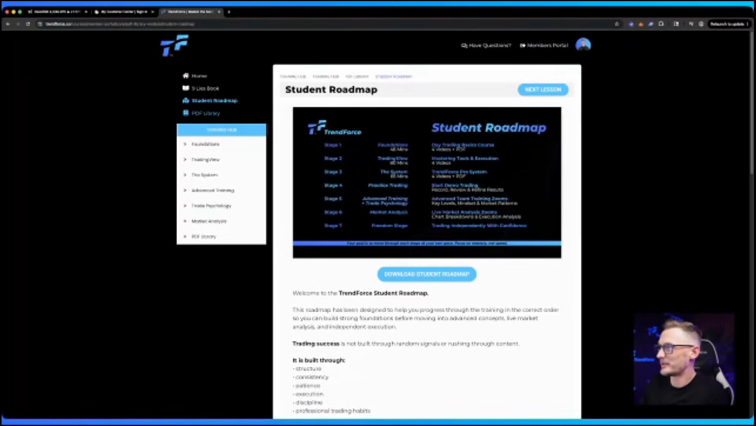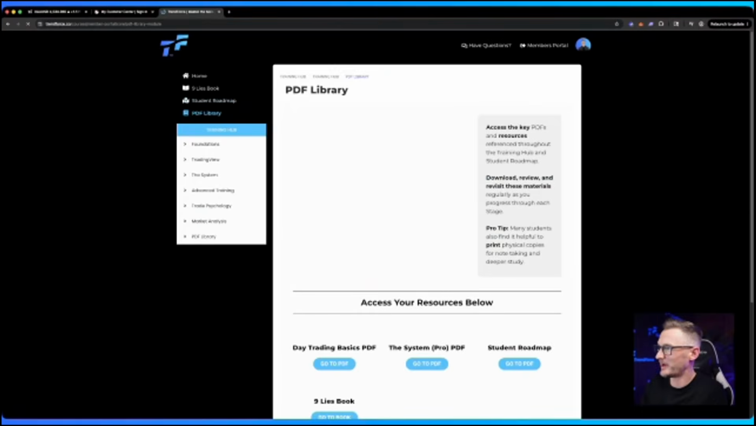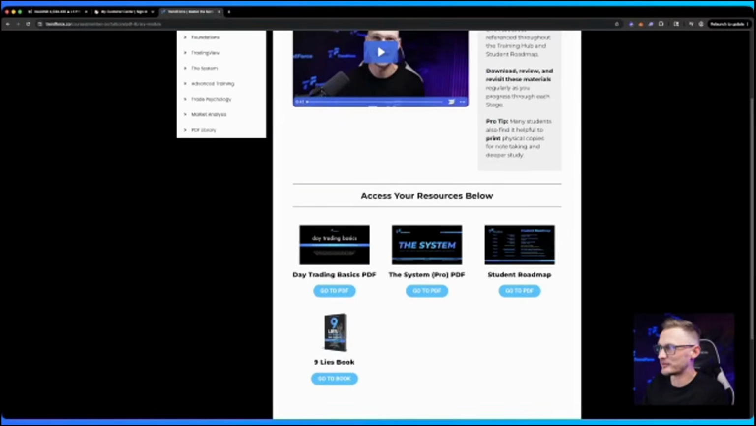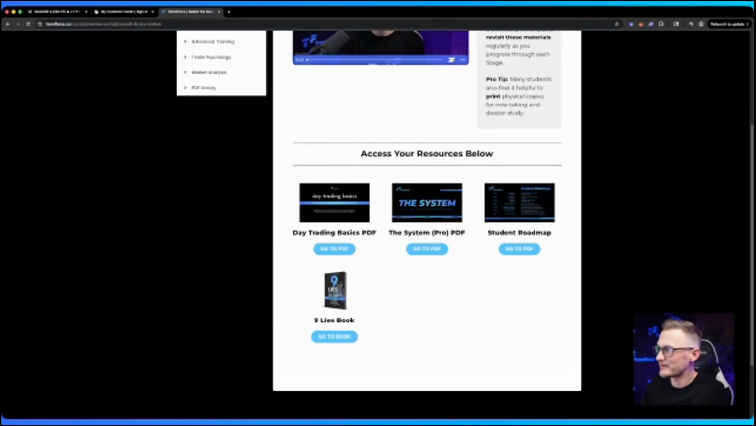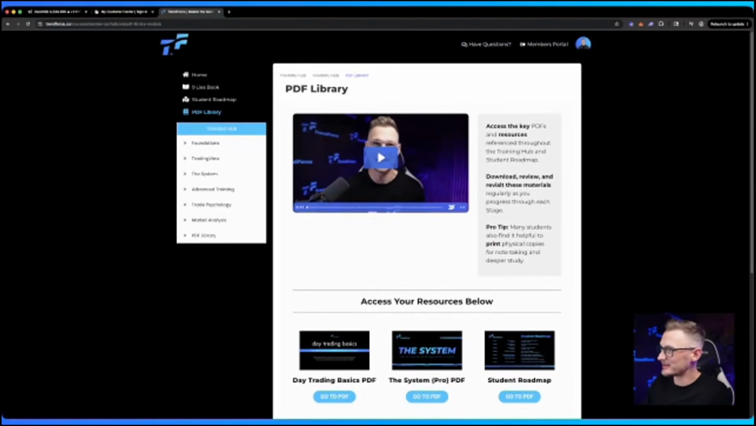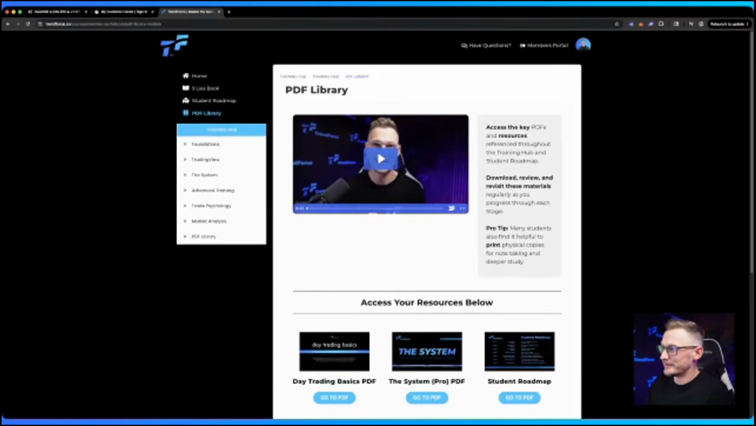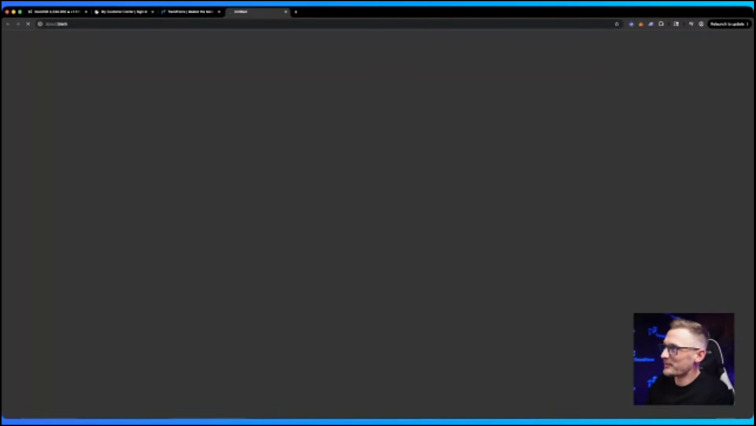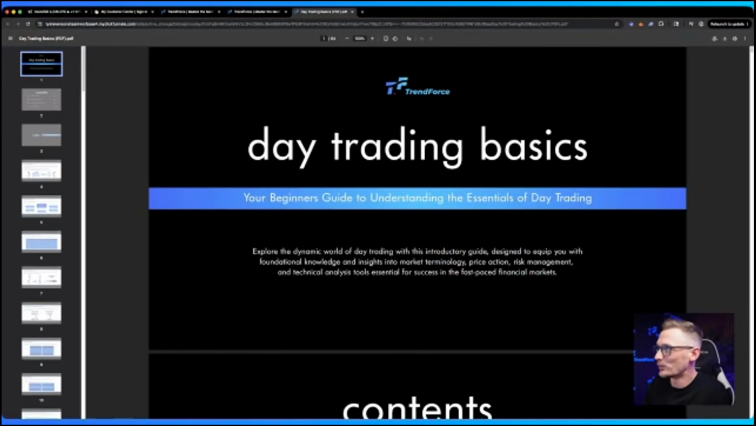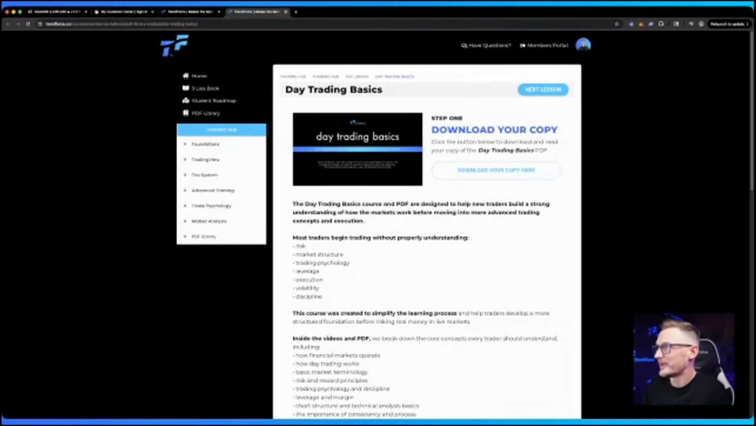Then underneath that, PDF library. This is a page dedicated to all the different things that we have got, like our day trading basics PDF, the system PDF, and again, just the student roadmap and things that are in there. Any other notes or PDFs from Dad in the future will come in here as well. You can click on that. It's going to instantly take you to that page, and you can download the entire PDF there. So everything is all in one place, guys. Same with the system PDF and all of that.